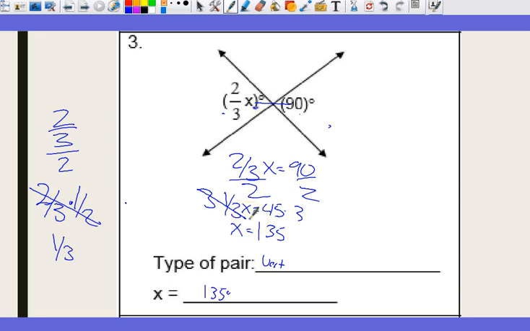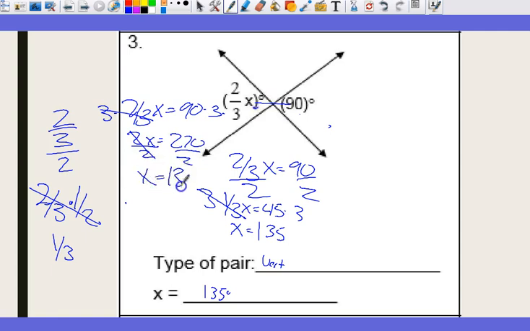What most people have been doing is they've been saying 2/3 x is equal to 90. Most people have been saying, okay, let's get rid of the denominator. Let's multiply by 3. Cancels out. 2x is equal to 270. Divide both sides by 2, and you get x is equal to 135. Both ways work. Well, that's because that's what he said. He told me to do that.